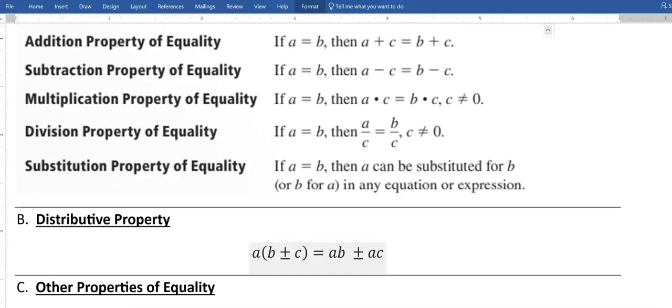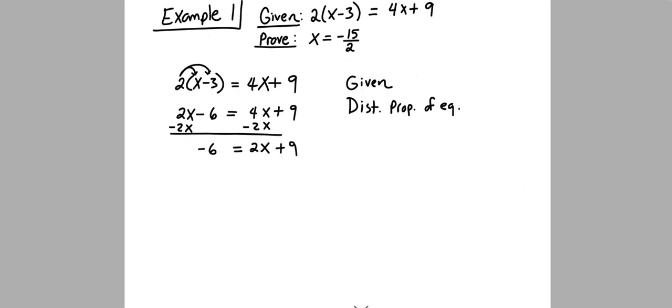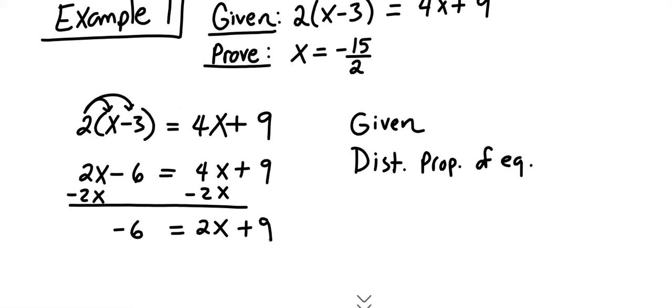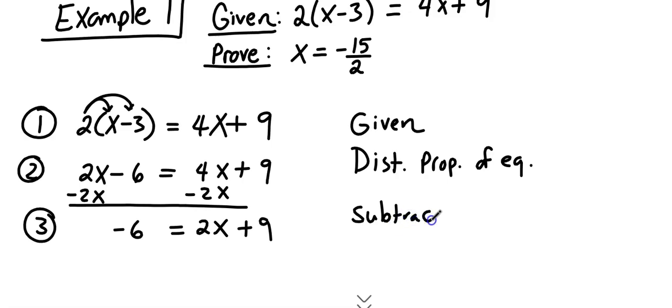Let's take a look. If you have two things that are equal and you subtract the same thing on both sides, that's called the subtraction property of equality. It's pretty nice because the name pretty much matches exactly what you do, right? So let's put a 1 here, a 2 here. To get from this second step to this third step, we subtracted the same thing on both sides. And my reason for that is the subtraction property of equality.